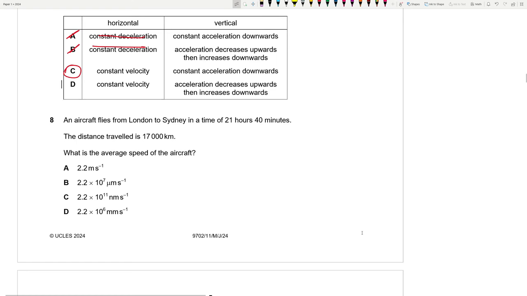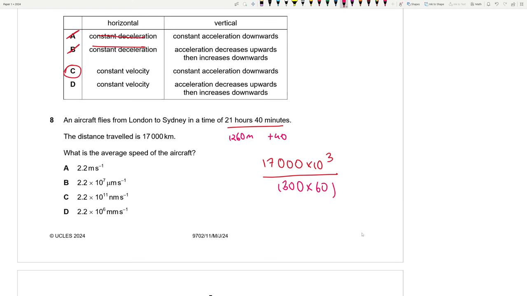8, an aircraft flies from London to Sydney in a time of 21 hours 40 minutes. The total distance traveled is this. What is the average speed? Average speed is equal to total distance divided by time. So let's convert it to meters, and let's convert the time to seconds. 21 hours 40 minutes. So 21 into 60 is 1260 minutes plus 40 minutes. That's 1300 minutes. So 1300 minutes into 60 is seconds.